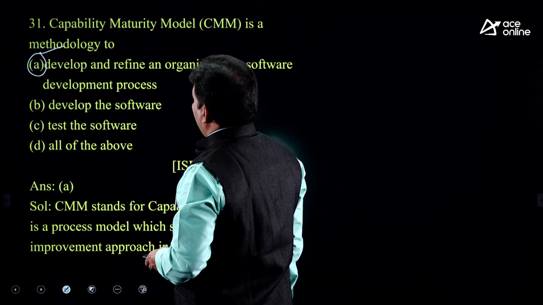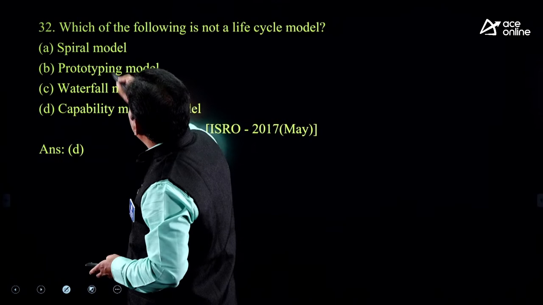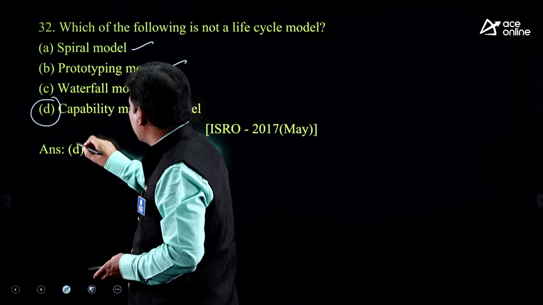Which of the following is not a life cycle model? So which one is not a life cycle model here? Spiral is a life cycle model, prototype is a life cycle model, waterfall model is a life cycle model, whereas capability maturity model is not a life cycle model. Answer is D, right?